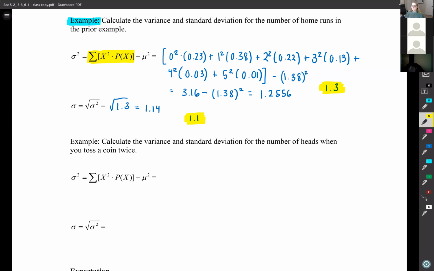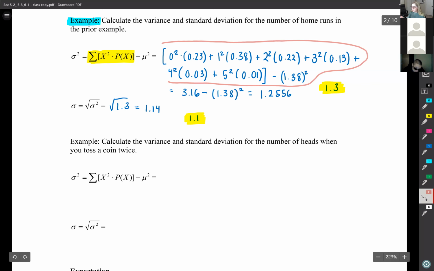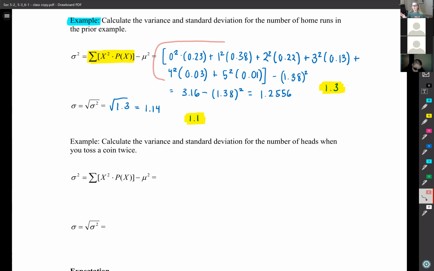I have just the one. When you put it in, did you put it into your calculator with those brackets as well, or no? Just a quick question. If you were going to put the whole line in at once, so the 0 squared times the probability, whatever, and then subtracting from it 1.38 squared, if you were going to do that whole line, so let me put it on here. So this whole thing, I would put brackets around it. But when I put it into my calculator, I did them separately. So I didn't use brackets. But if you wanted to put that whole line in at once, you could and just put brackets around the first.